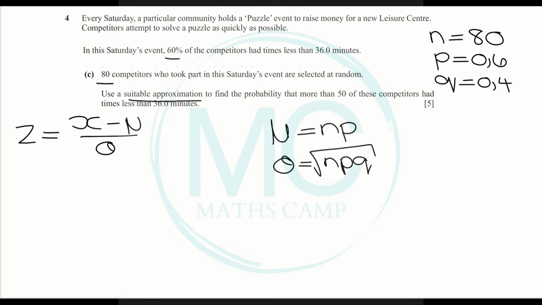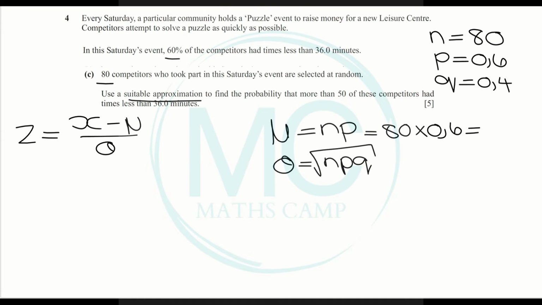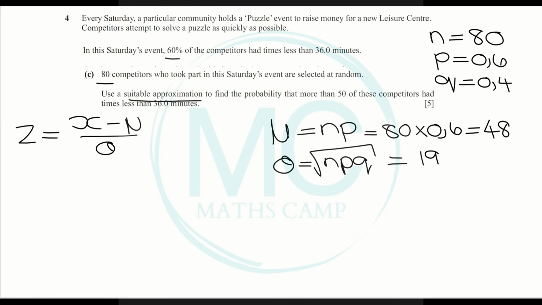Let's find the mean, mu, NP. So we can say 80 multiplied by 0,6. Take your calculator. 80 multiplied by 0,6 is equal to 48. That's our mean. To find sigma, standard deviation, we multiply this by Q and then we square root. We already know that NP is 48. So let's multiply this by Q, 0,4 is equal to 19,2. To make this easier, we can write this as 19,2 under a square root.